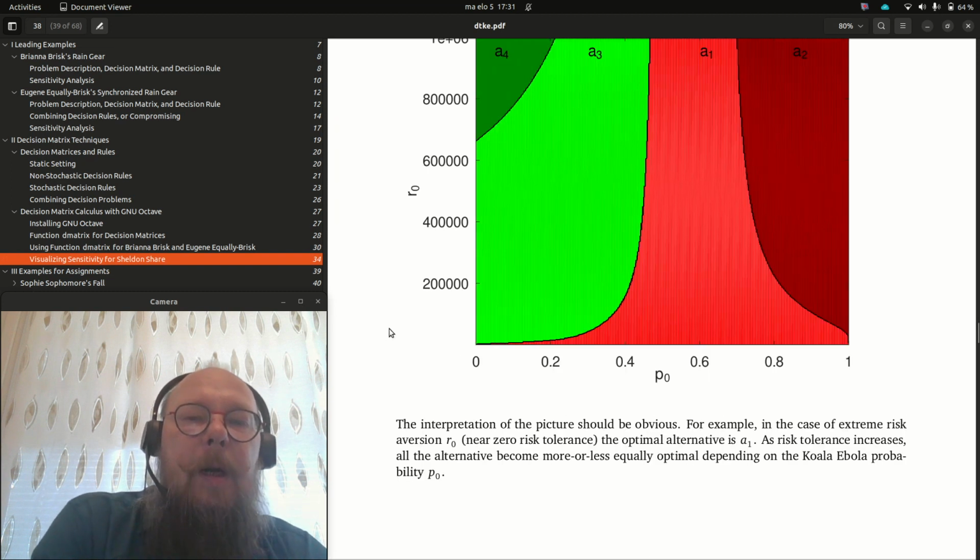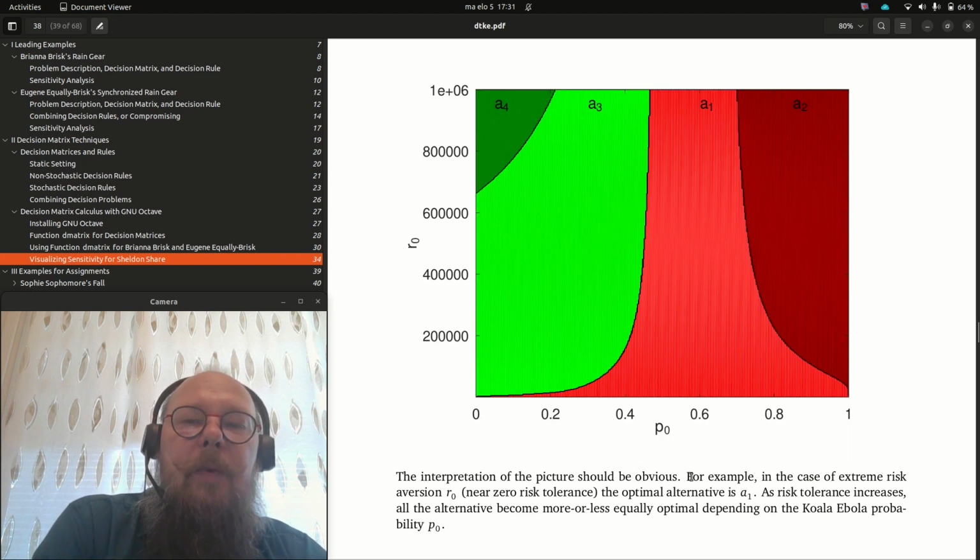Then finally the interpretation of the picture is obvious. For example, in case of extreme risk aversion, R0 near zero risk tolerance, the optimal alternative is alternative A1, and as risk tolerance increases, all the alternatives become more or less equally optimal, depending on the koala Ebola probability P0.